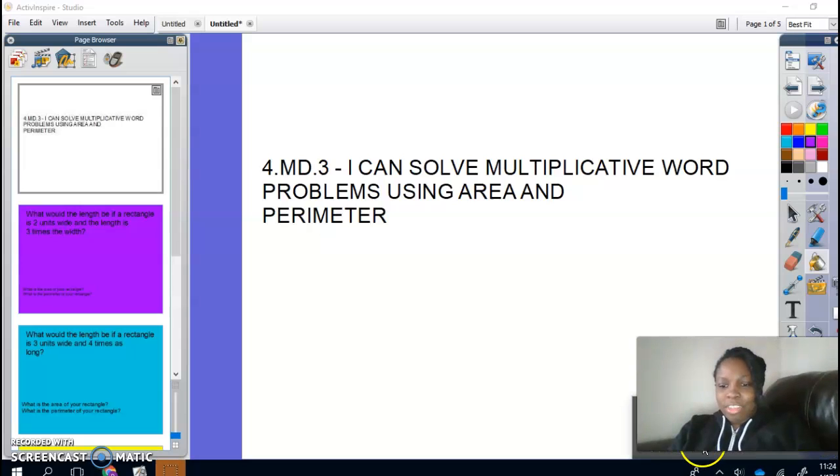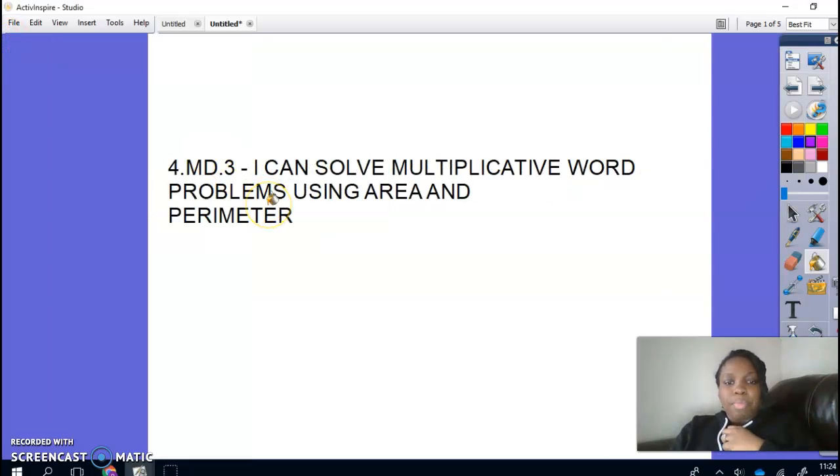Hey everybody, so today we are going to solve some math problems. Yesterday we talked about rectilinear figures, and today we're just going to be talking about solving multiplicative word problems using area and perimeter. Now, the word multiplicative should sound familiar because that was when we talked about times as many. When something is times as many or greater or less than. So we're still going into multiplicative word problems, but we're going to use area and perimeter.